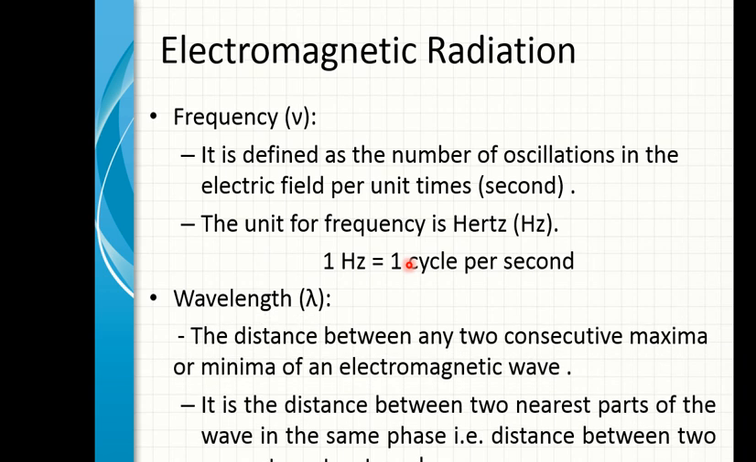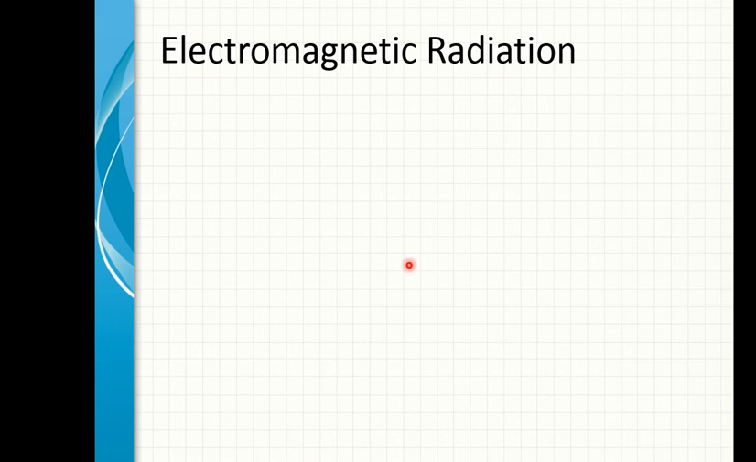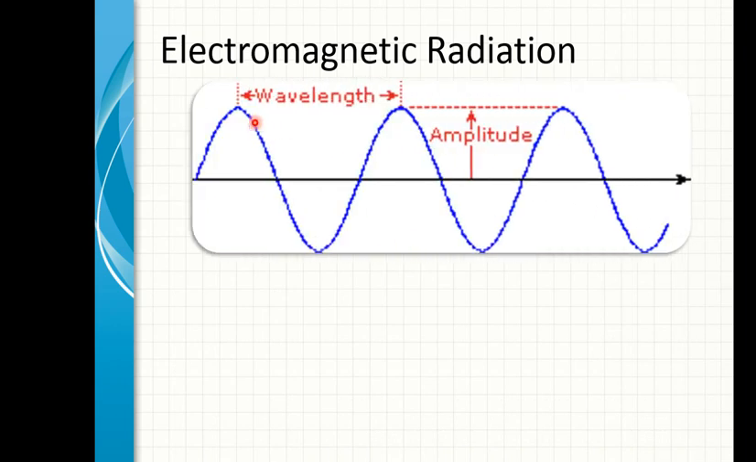The wavelength is the distance between two maxima or two minima of the electromagnetic wave, like this. This is the wavelength. The distance between the maxima, or the distance between the minima, is also the wavelength.